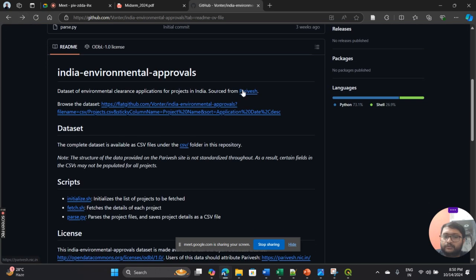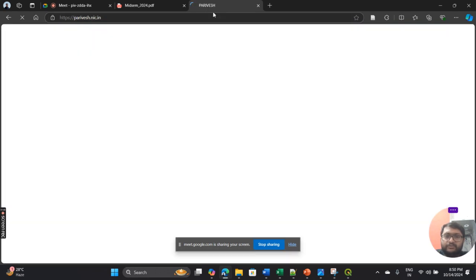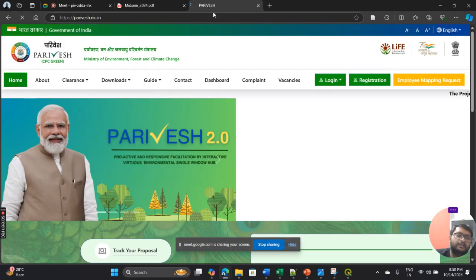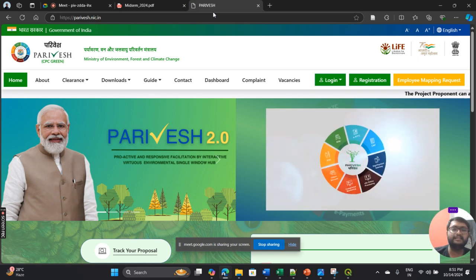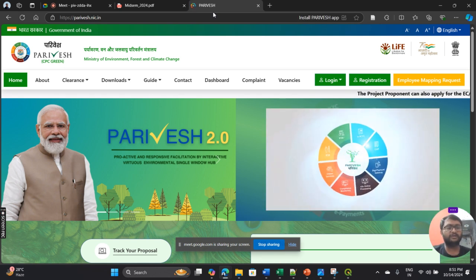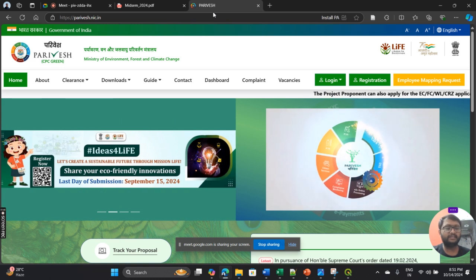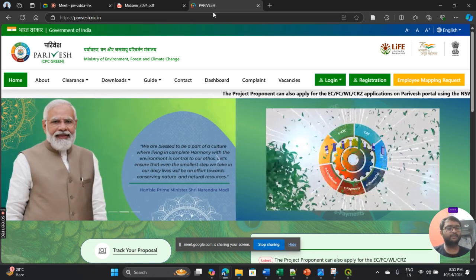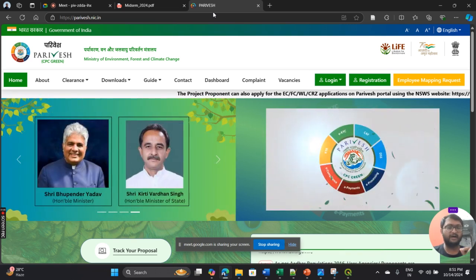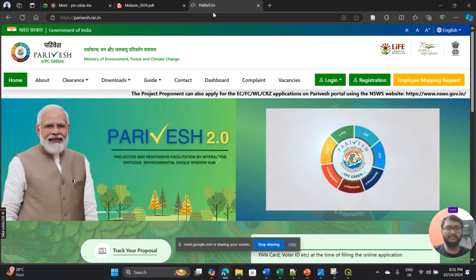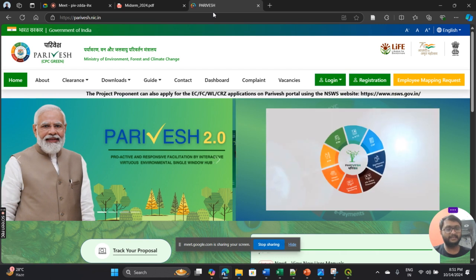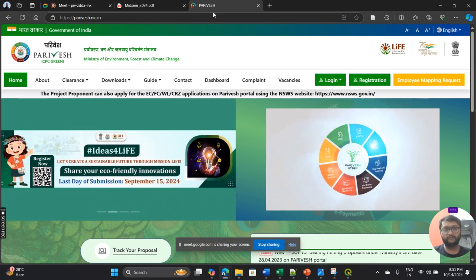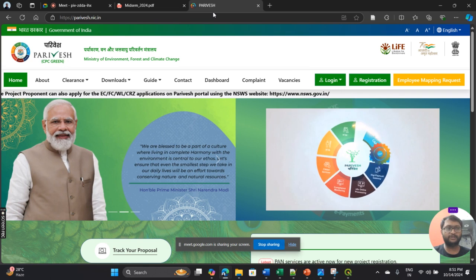So there is a portal named Parivesh. If I want to construct anything, let's say a residential building or commercial building, I have to take the environmental clearance from the government. In that, they will mark the digital boundary of the project, and then they will analyze the nearby properties, how they are going to affect the ecology in the region, how they are going to affect the wildlife in the region.